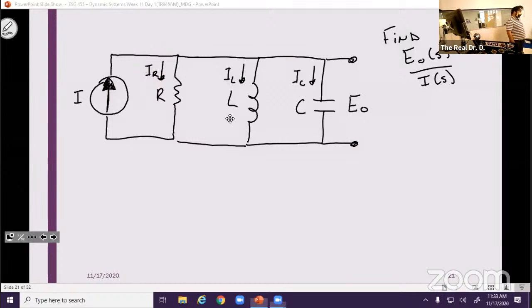Is that an assumption, Sean, or do you know that because they're in parallel and they have the same ground? So yes.